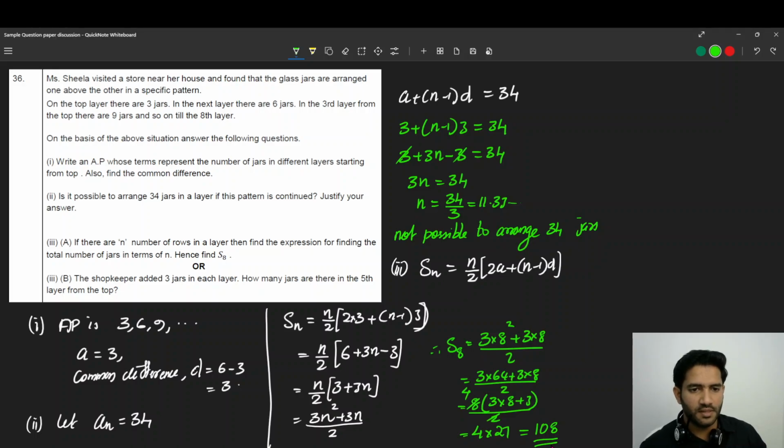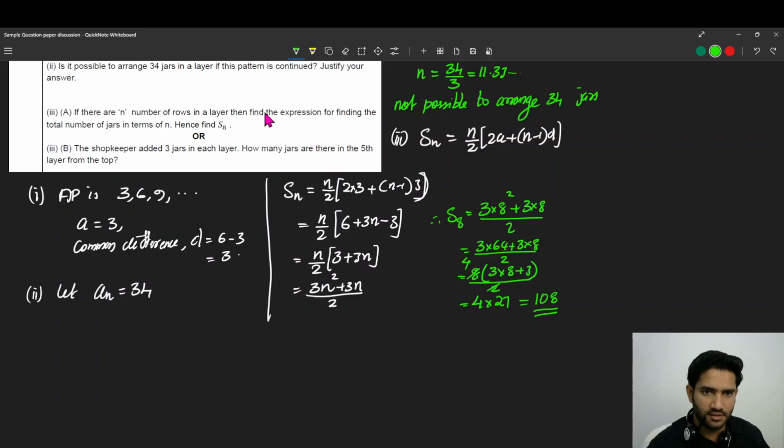Okay, then look at here, this is third A, now third B. The shopkeeper added 3 jars in each layer. How many jars are there in the fifth layer from the top? 3 jars added. So again, we'll get another AP.